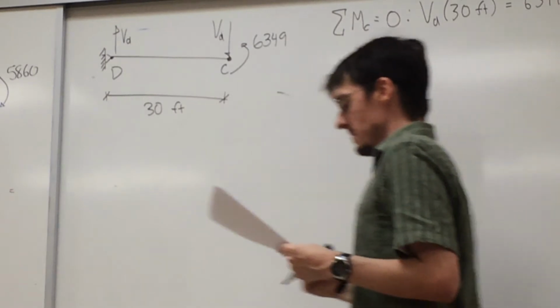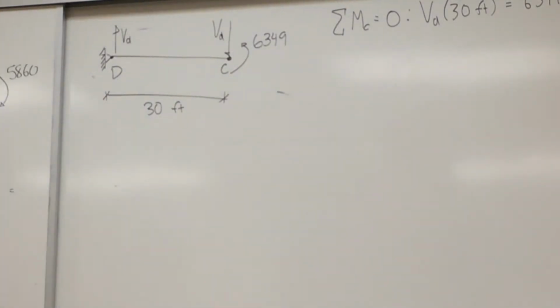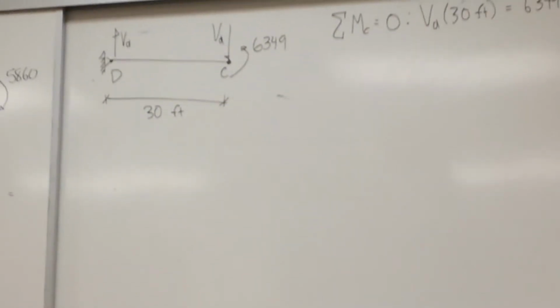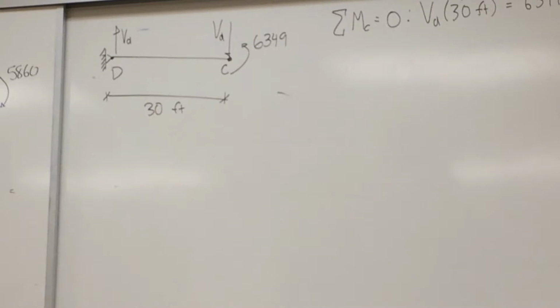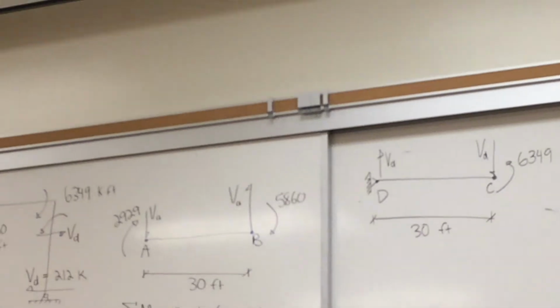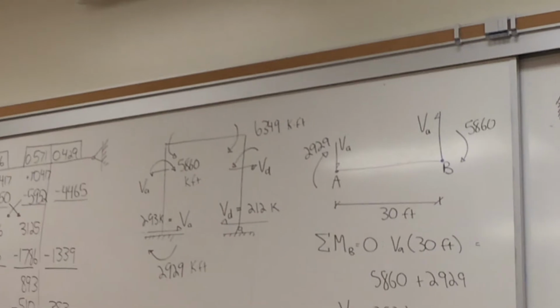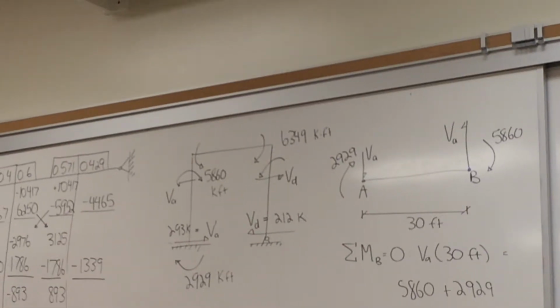We find that VD is 212 kips. And so what you may recognize now is that VA and VD should be equal and opposite if this frame is in equilibrium. But these forces are not. And what this means is our frame has sway. So this was taking no sway into account for our analysis. We need to balance out the sway of this frame.